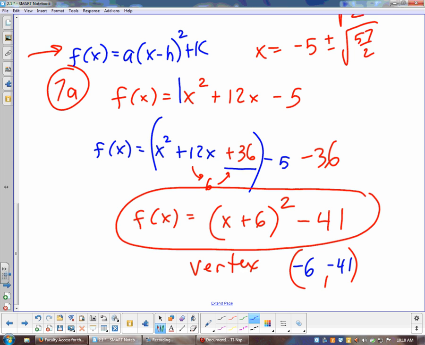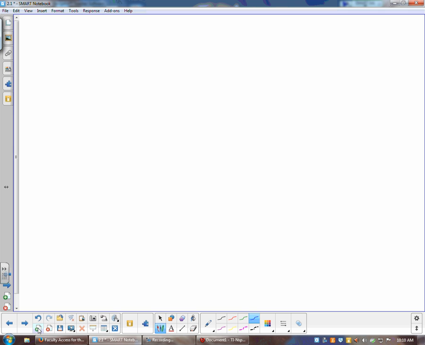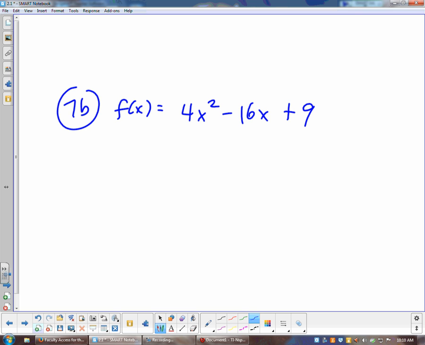All right. Okay, what about 7b? So if I have f of x equaling 4x squared minus 16x plus 9, and I want to put this into standard form. Do I have a leading coefficient of 1? No. So what are we going to do? I hear divide. I hear factor out 4.